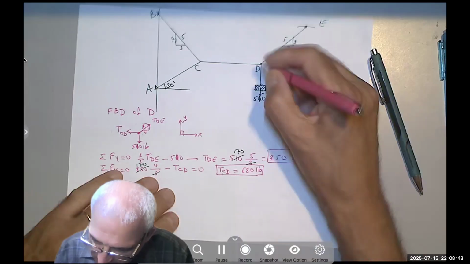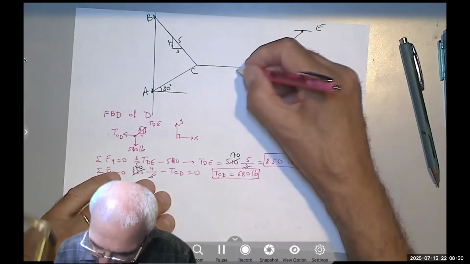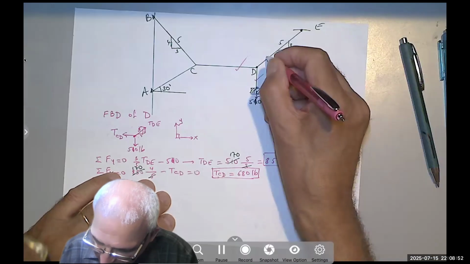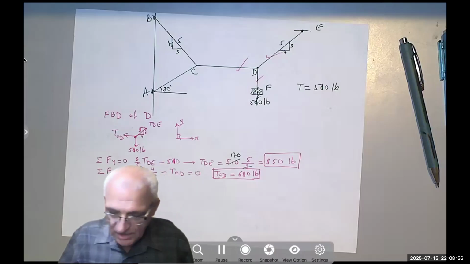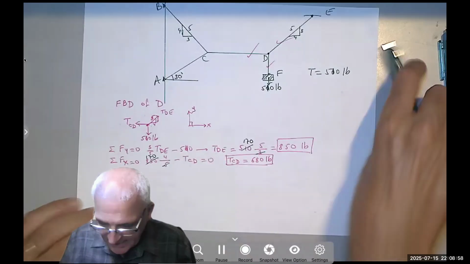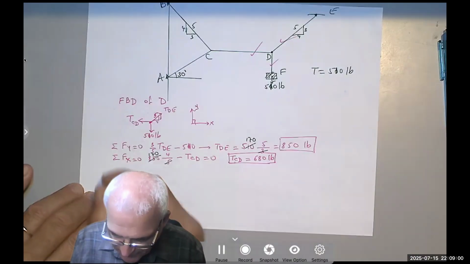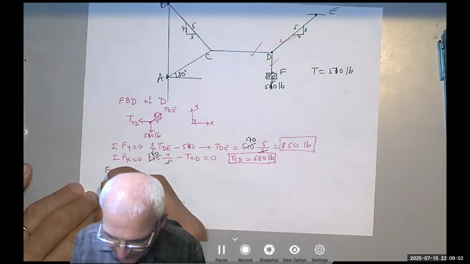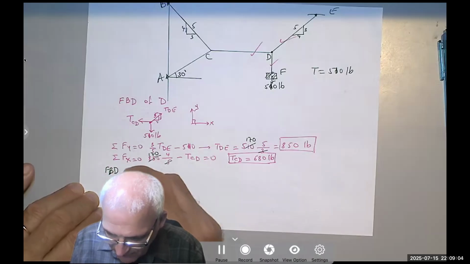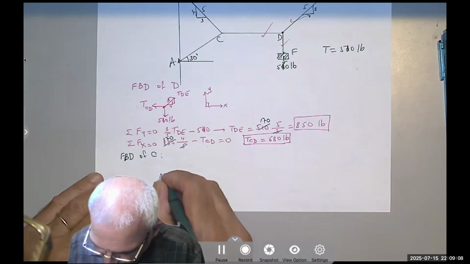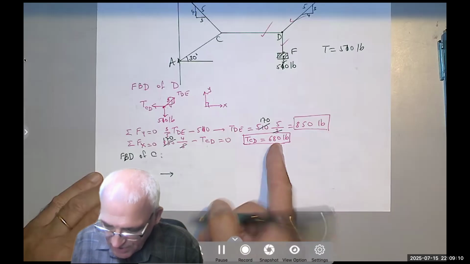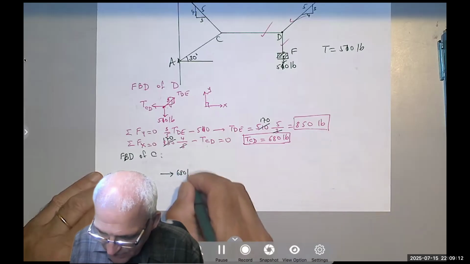So we found this guy, 510. We found this guy, 680. We found that guy, 850. Now we can move to the free body diagram of C. Free body diagram of particle C. I have the force going to the right, TCD, which is 680 pounds.